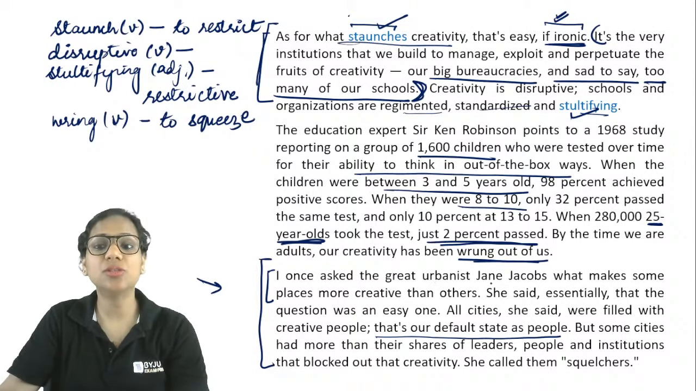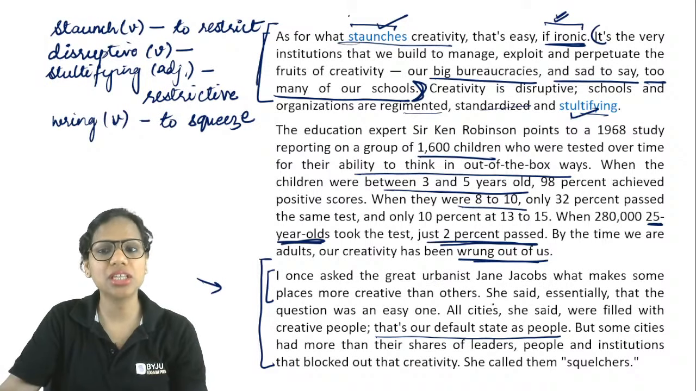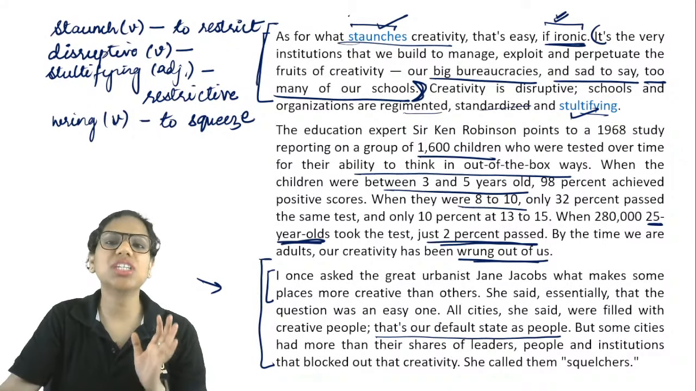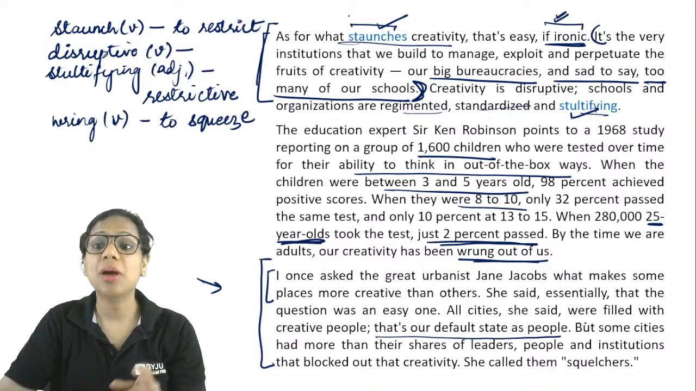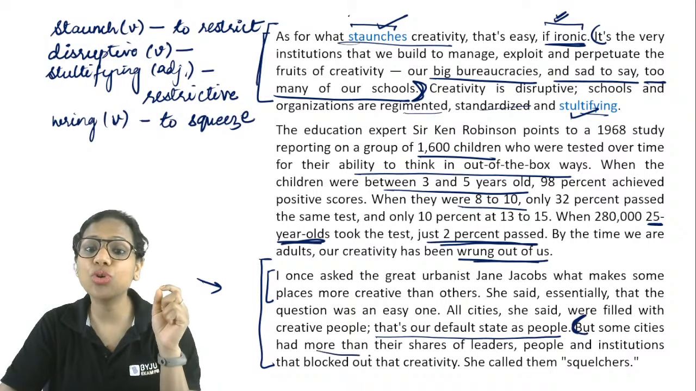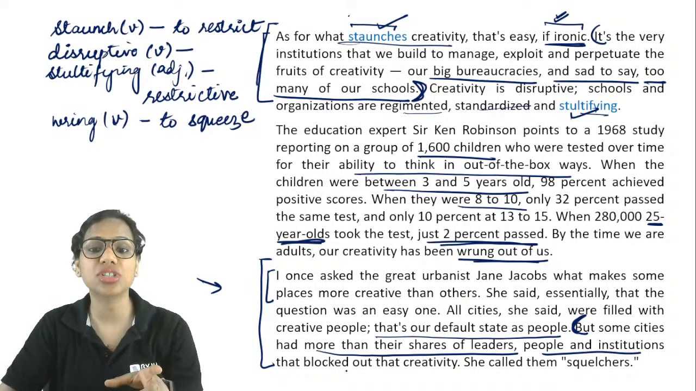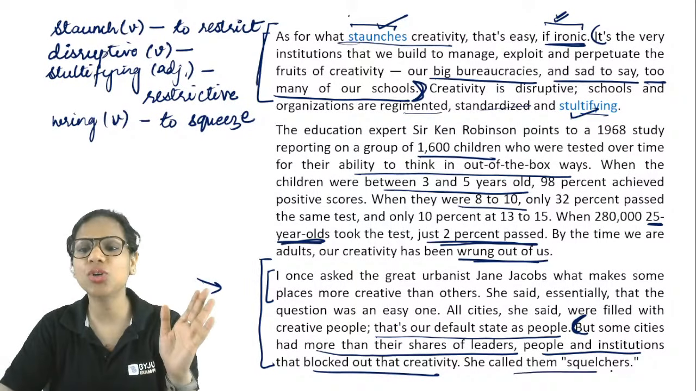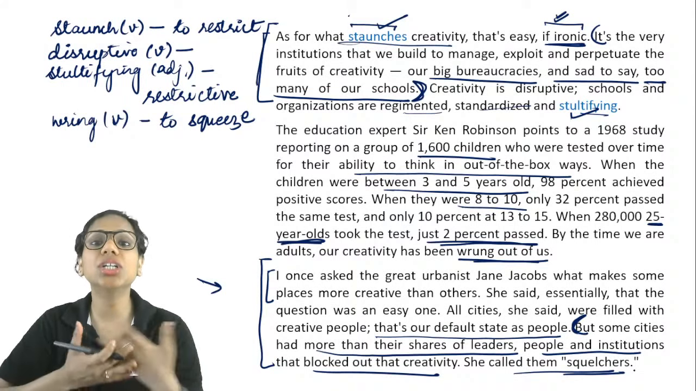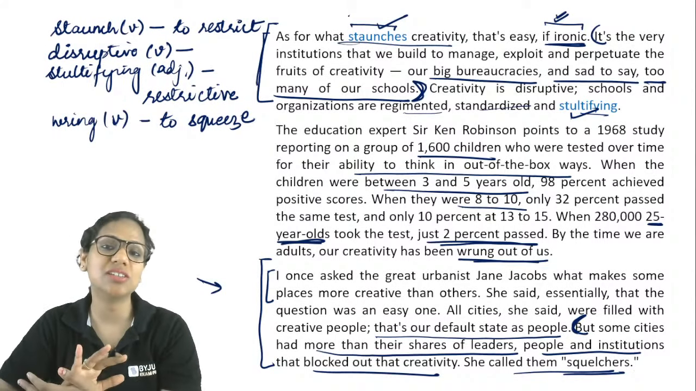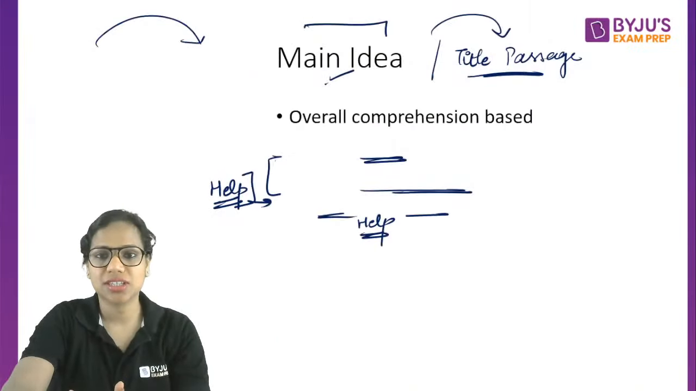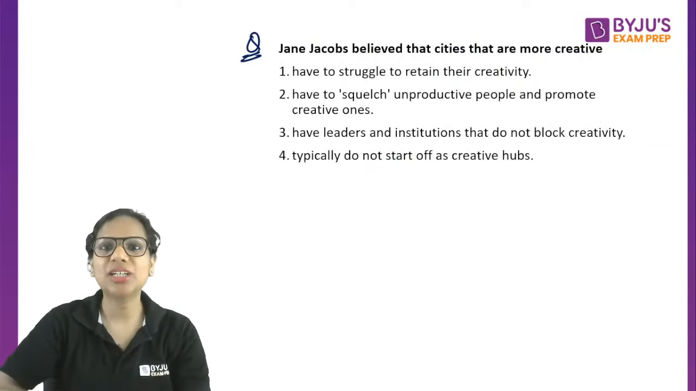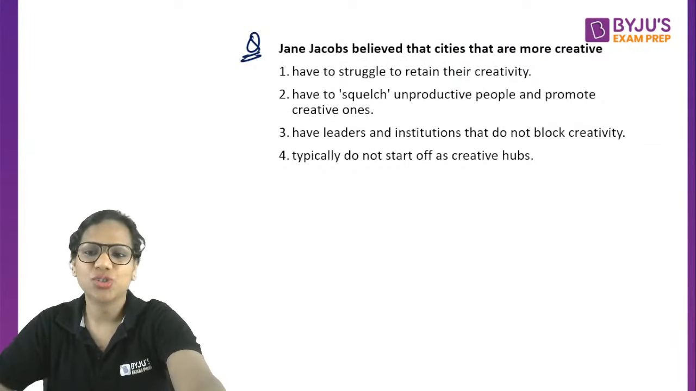So I once asked the great urbanist Jane Jacobs what makes some places more creative than others. She said essentially that the question was an easy one. All cities, she said, were filled with creative people. That's our default state as people. But some cities have had more than their share of leaders, people, and institutions that blocked out that creativity. She called them squelchers. So these cities didn't turn out to be as creative as the ones where such people, such leaders, such institutions were not present. So cities that are more creative do not have such leaders, such institutions that block creativity. So our answer should be option 3. Absolutely correct.